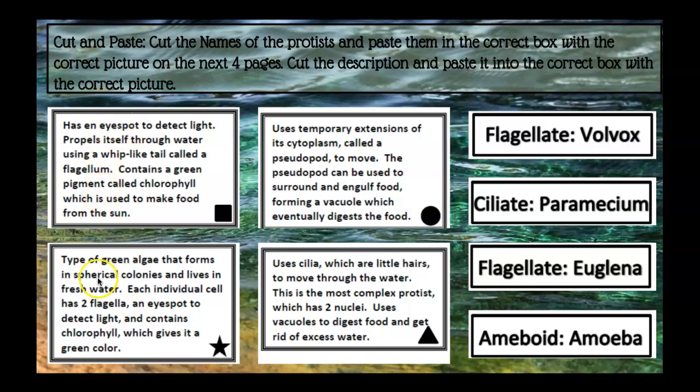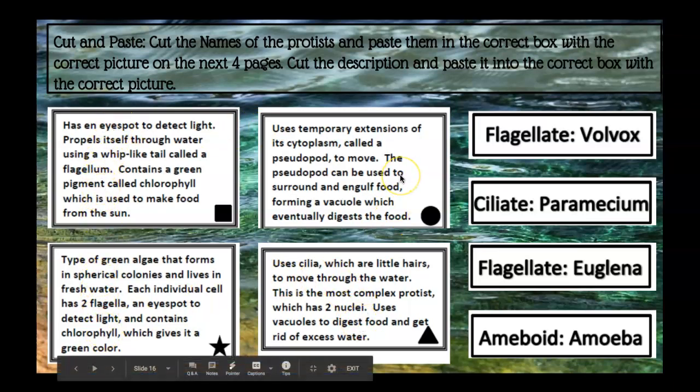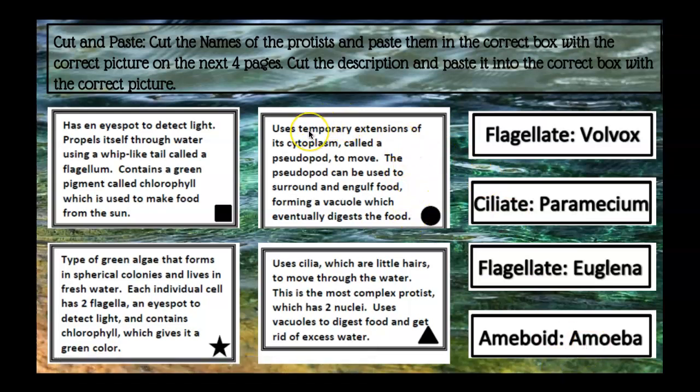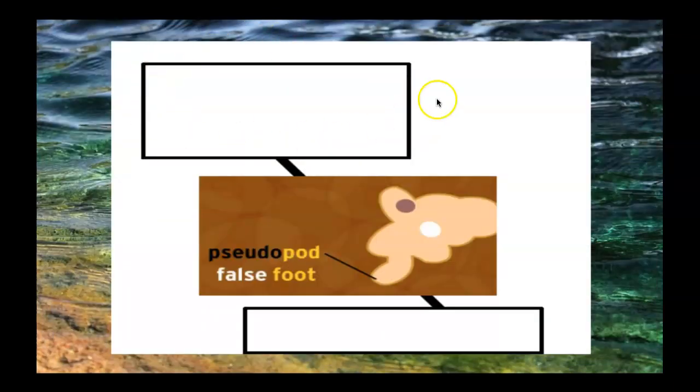So when you read these descriptions, one of these is going to accurately talk about a pseudopod and an amoeba. And it's going to be this one right here. Uses temporary extensions of its cytoplasm called a pseudopod to move. The pseudopod can be used to surround and engulf the food, forming a vacuole, which eventually is going to digest the food. So you would take this answer right here, copy it or Control-C, and then paste it here or press Control-V and that pastes it.